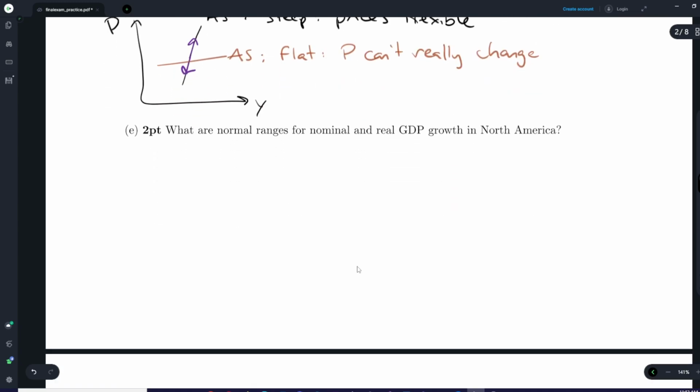Another data question: normal ranges for nominal and real interest rates, right? We normally think about real. Real is maybe 1 to, or let's even say 0 to 3%. And then nominal might be something like 2 to 5%, roughly speaking, right? Because you're just tacking inflation on top.